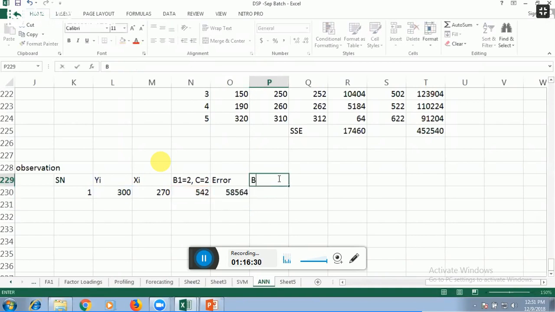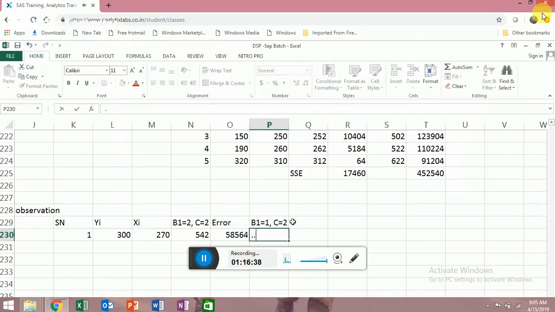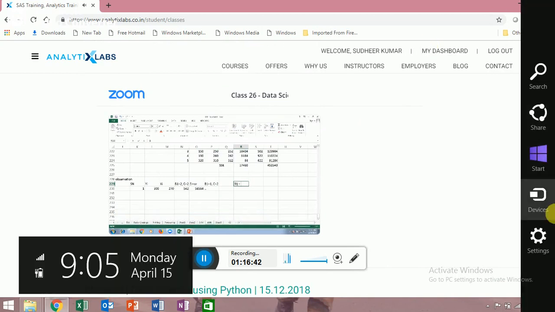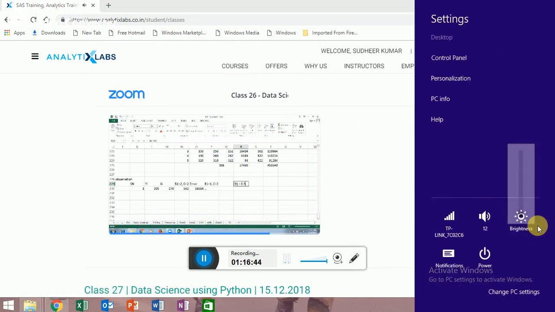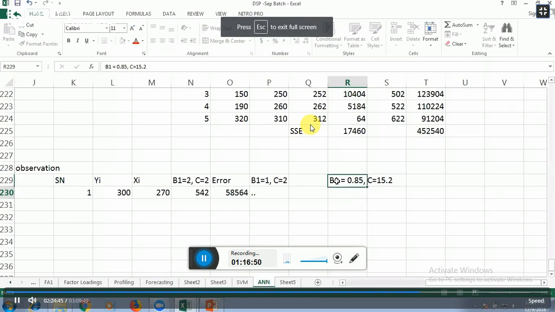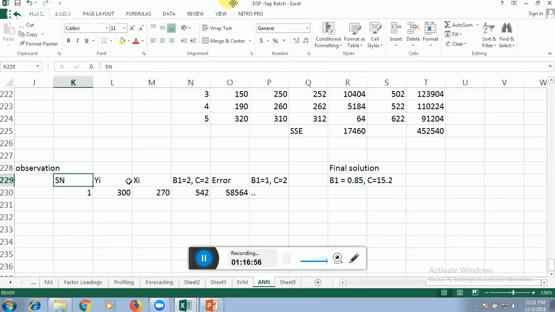Now I changed my beta 1 value to 1 and the constant to 2, and you got some value. Like this, you continued the process. You finalized, for example, beta 1 equal to 0.85 and a constant equal to 15.2. Suppose this is what you finalize, assuming this is the final solution with respect to my first observation.